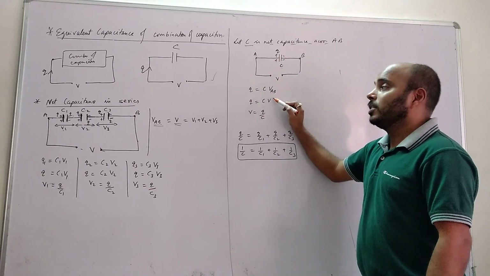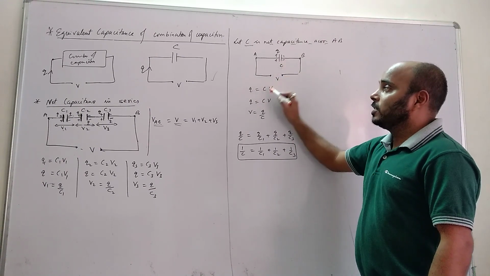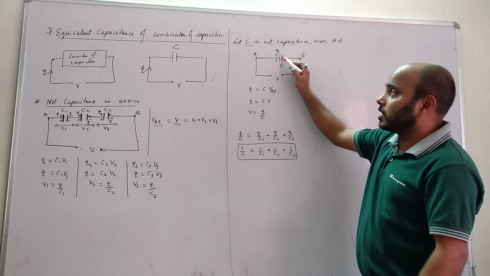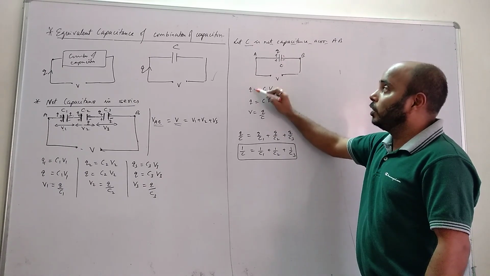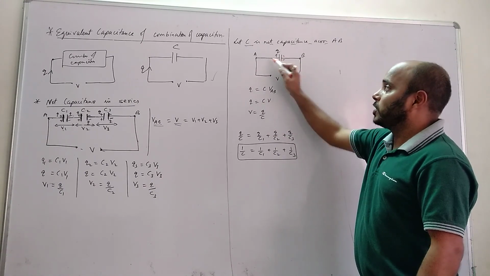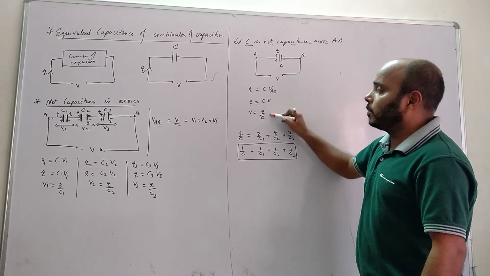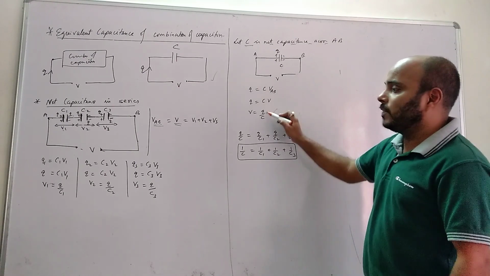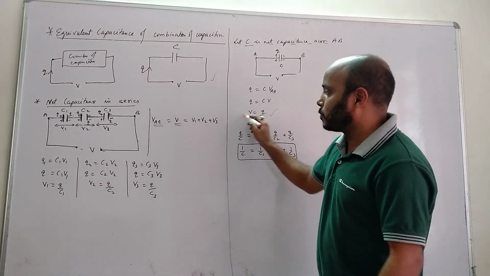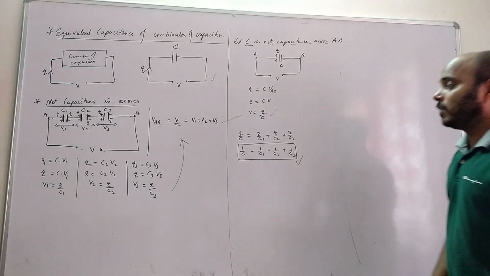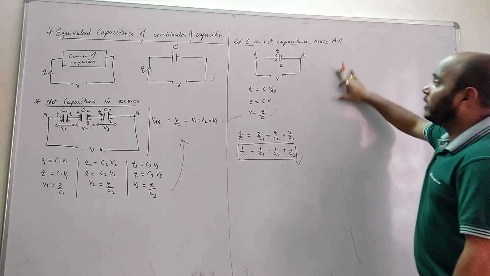Am I clear? Q is the charge in C. Q equals CV we are applying, with this capacitor. The Q is Q only, the same charge is going. V is the potential difference across AB, which is nothing but V. So I am writing V. From there I got V. Now this V value, V1, V2, V3 value, substitute here. We will get 1 by C equals 1 by C1 plus 1 by C2 plus 1 by C3.